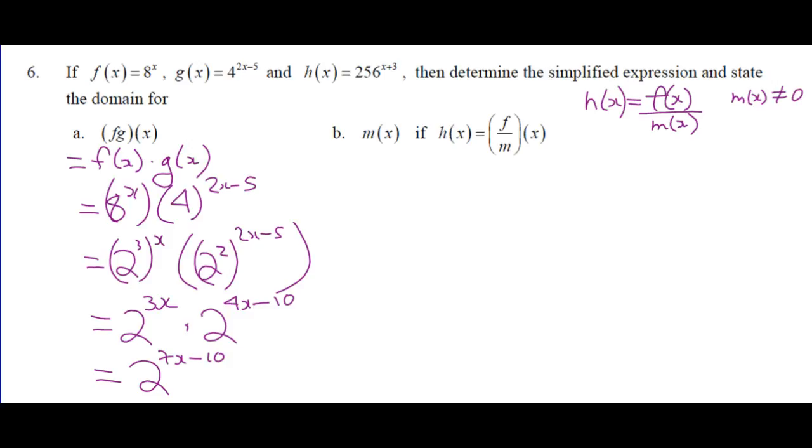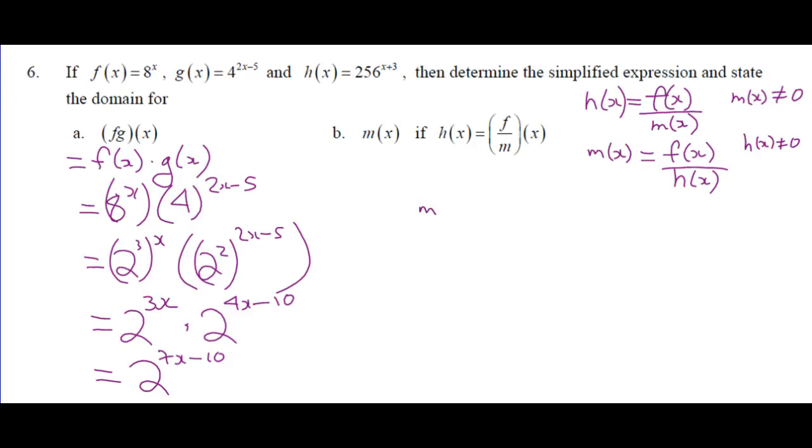We need to then figure out, is there a value of x such that m of x is 0? Probably not if it's an exponential, right? Because they can't be 0. Okay, so what's m of x equal to then? f of x over h of x, right? Because we know f of x and we know h of x, so we can do that. What can't h of x be? Okay, but h of x is an exponential, so it can't be 0 anyways, right? So there's no restriction so far.